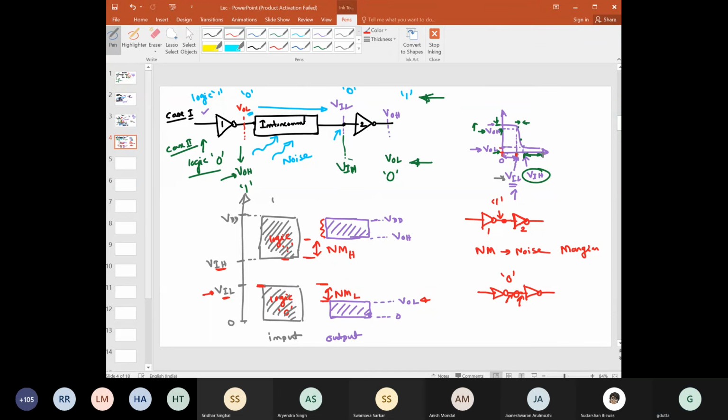If we have to write it in terms of notation, noise margin low is basically VIL minus VOL, and noise margin high is basically VOH minus VIH. So is this clear? The concept of noise margin?